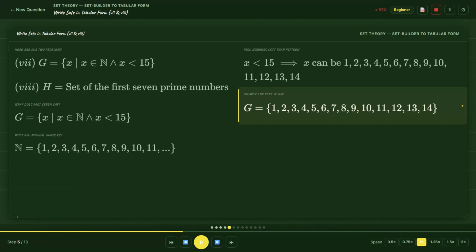Here is our answer for part 7. G has 14 members. Every counting number from 1 to 14. We wrote them all inside curly braces and that is tabular form. Great job.